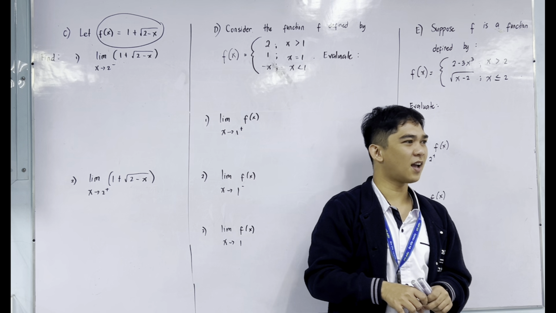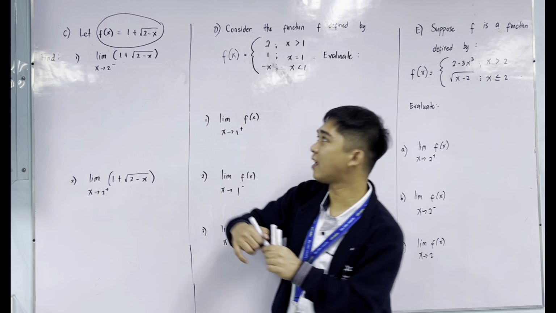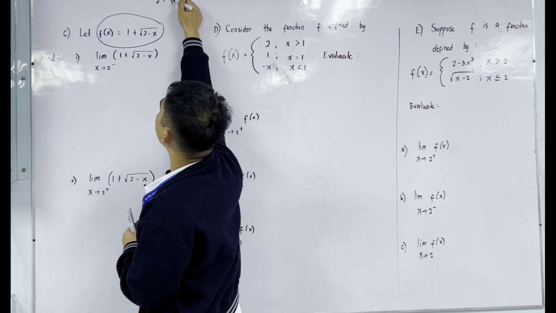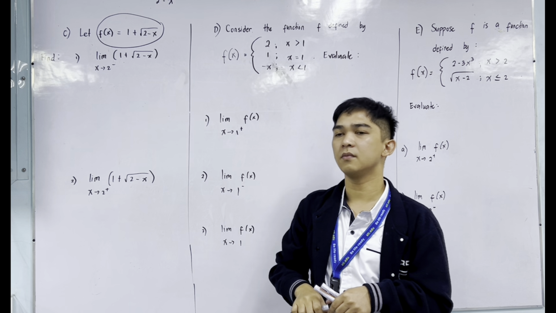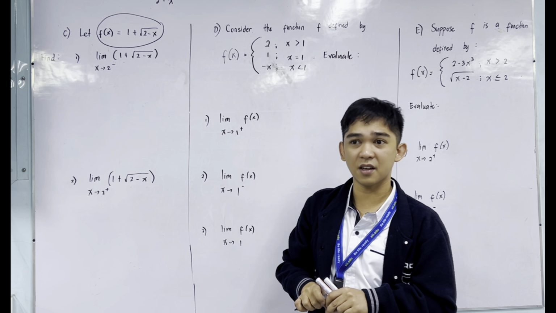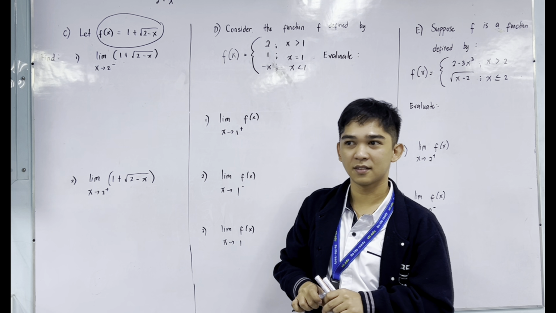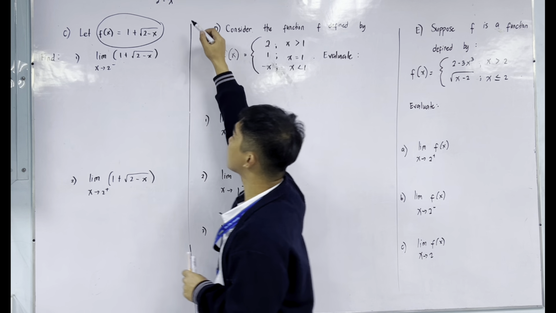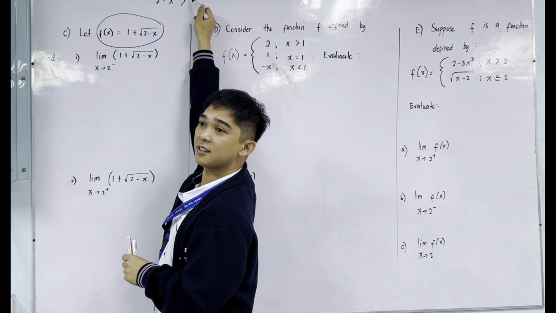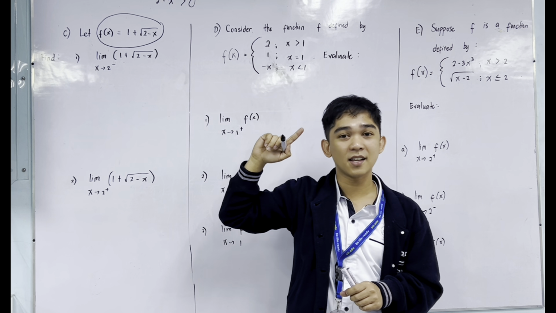Ano ba yung bawal sa kanya? So, get the expression inside the radical sign, 2 minus x. Tapos, bawal daw siya maging negative. 2 minus x must be greater than 0. Mas malaki dapat sa 0.